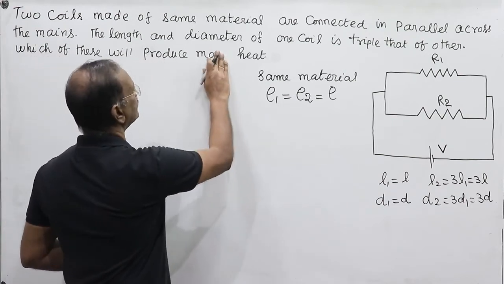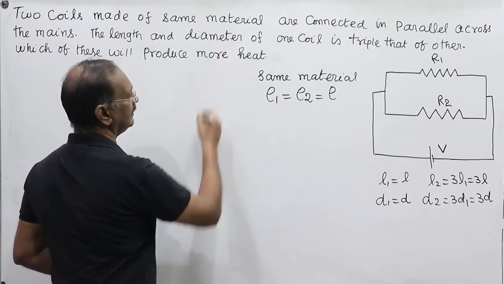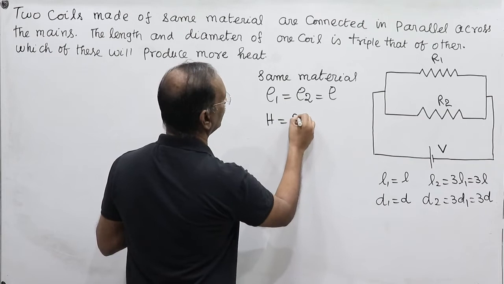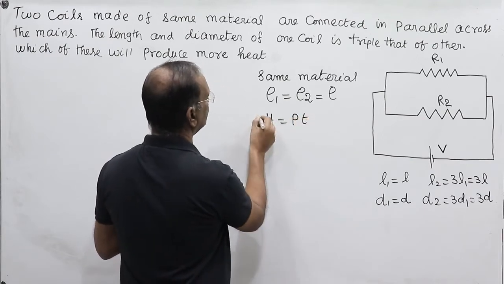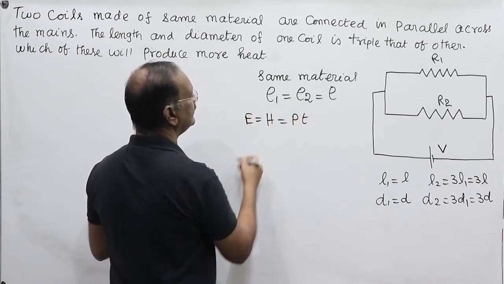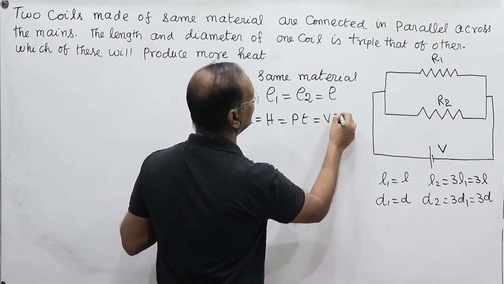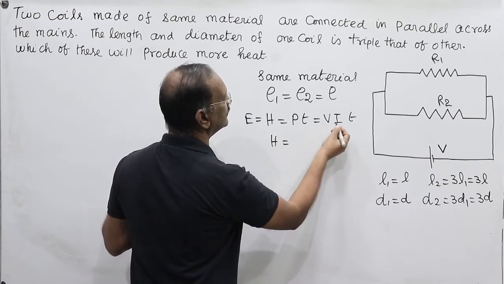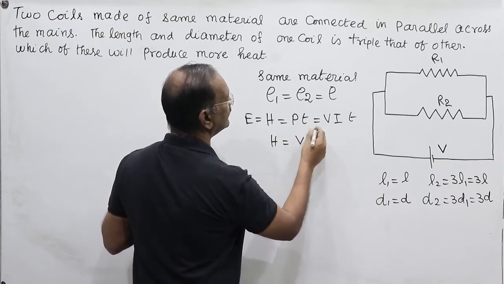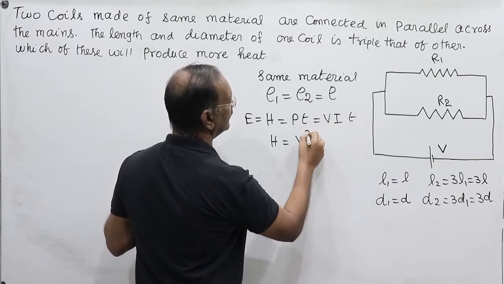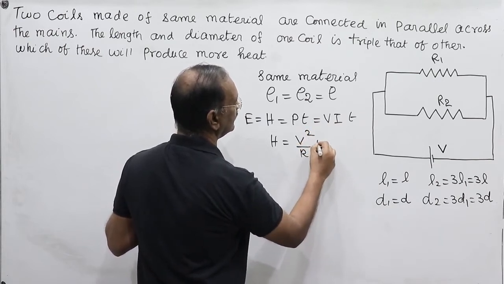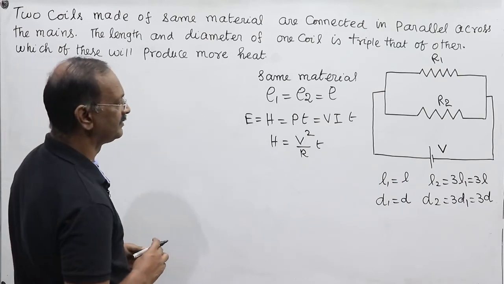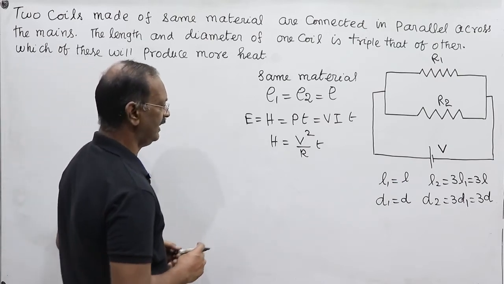More heat. See, as we know, heat produced is equal to power into time, that is energy. Heat energy is equal to V into I, power into T. Therefore, heat energy produced is equal to V I T. If we replace I by V by R, this will become V square by R into T. Now we have to find out which one will produce more heat. So H1 we can write.